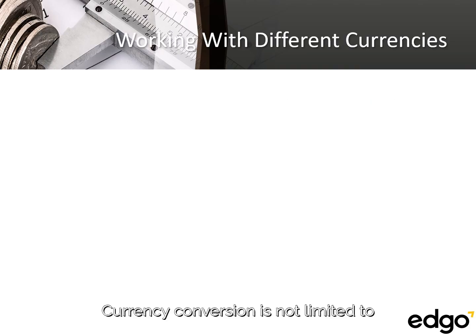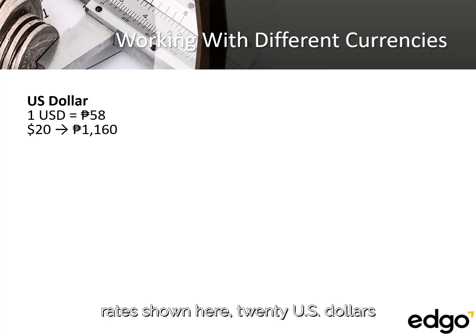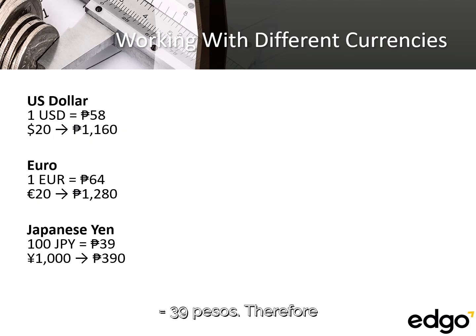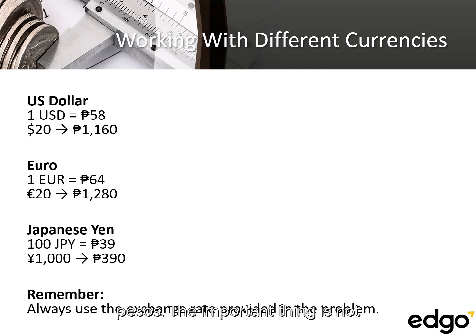Currency conversion is not limited to US dollars. We may also work with euros, Japanese yen, and many other currencies. For example, using the rates shown here, 20 US dollars is equivalent to 1,160 pesos. 20 euros is equivalent to 1,280 pesos. For Japanese yen, the rate is given as 100 yen equals 39 pesos. Therefore, 1,000 yen is equivalent to 390 pesos. The important thing is not to memorize these rates. Instead, always use the exchange rate given in the problem.